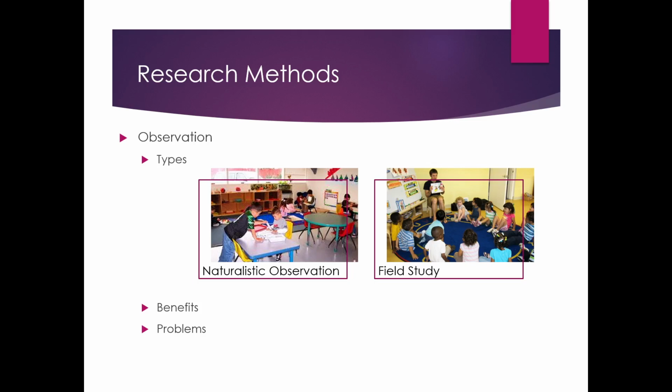And another issue with both field study and naturalistic observation is that because it's not happening in a controlled situation, there are so many little clusters of kids, maybe in these pictures that you would be able to see, that you might miss some of the details. And so you might think that you did a really good observation, but you missed a lot of the information.